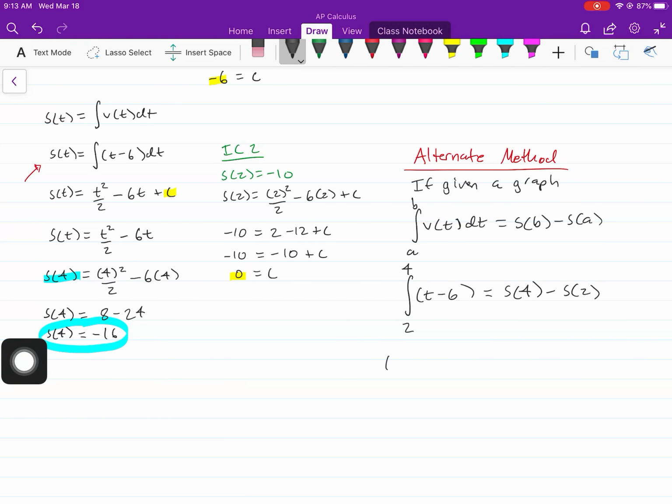So anyways, you would have to integrate this. I'm going to use an integral calculator, but if you guys remember the definite integral, you do the t squared over 2 minus 6t from 2 to 4, and then you'd have to plug it in and subtract and all that. It's really more work that way if you're doing it the algebraic method. But if you're given a graph and the only thing you can do is find the area under the curve to find your definite integral, then this is the method you have to use. So that's why I want to talk about this.